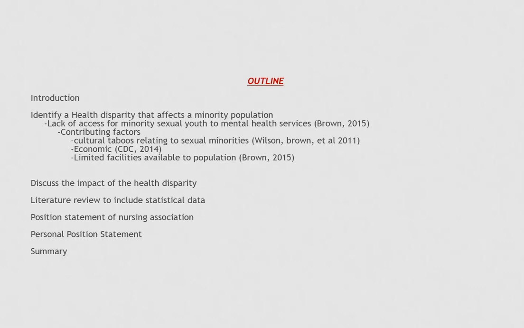If you look here on the slide, you can see I've begun to fill out the outline for this particular paper. I've identified the health disparity as lack of access for minority sexual youth to mental health care services. I've also identified the contributing factors include cultural taboos relating to sexual minorities, economic factors, and limited facilities available to help this population. And if you look on the outline, I also include the references that support that data.